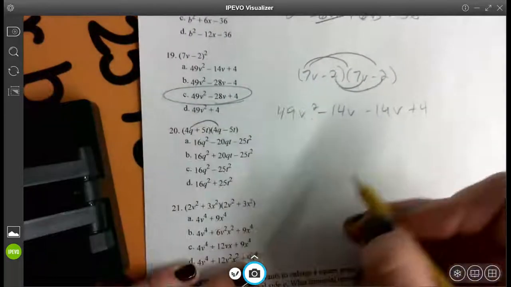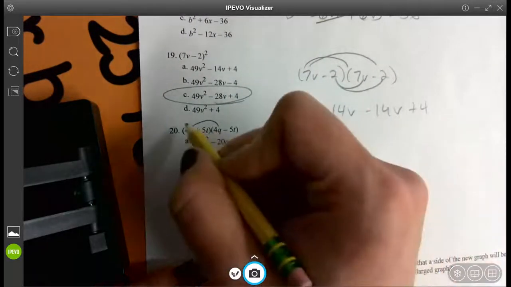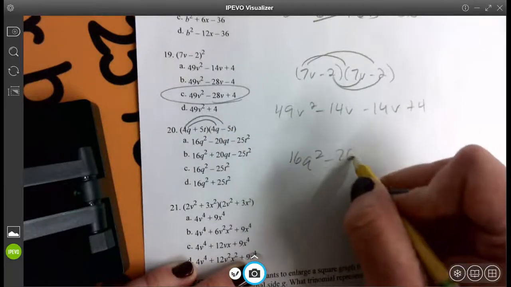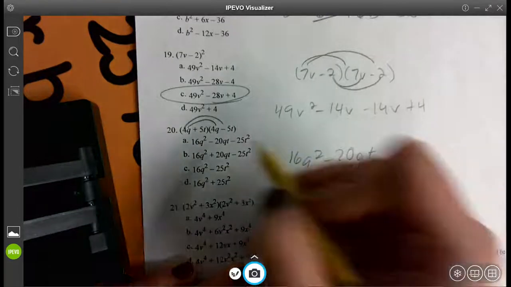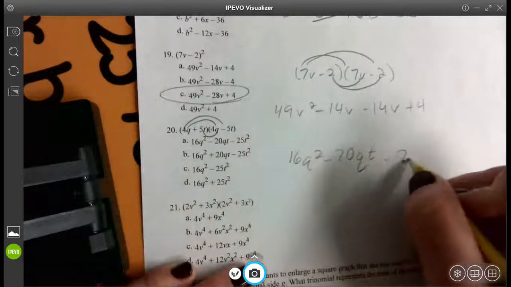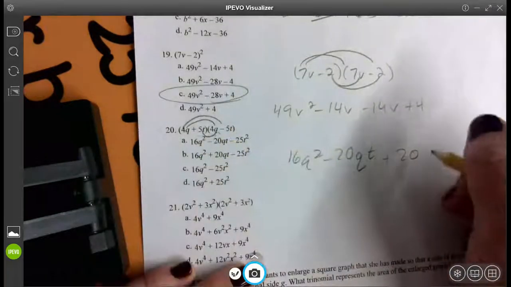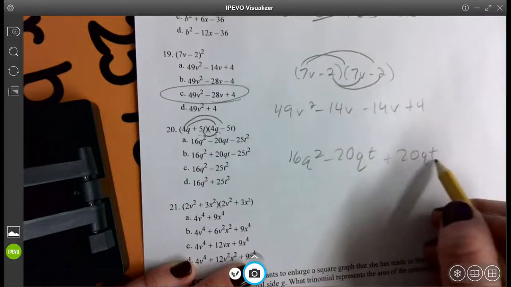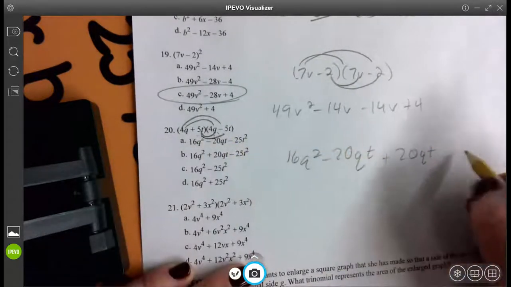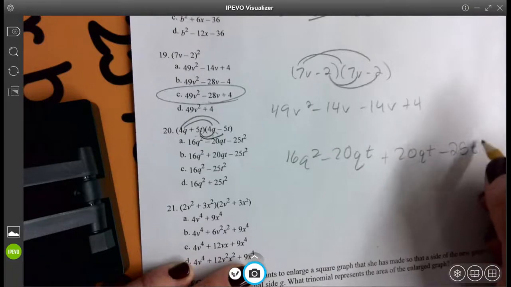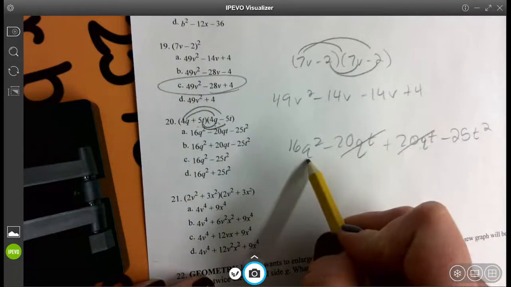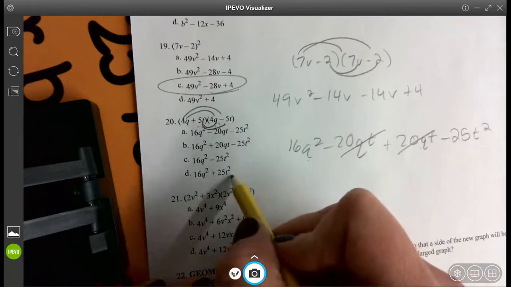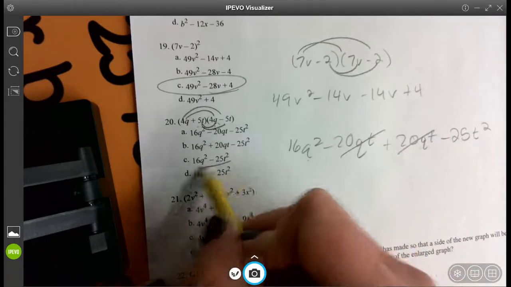Same thing again. First, outer, and now it's Q and a T. They don't go together, so it's just QT or TQ. It doesn't matter. Same thing here. Positive 20, Q times T, they can't go together, so they're beside each other. When they're beside each other, that implies multiplication. The middle terms cancel, and you get 16 Q squared minus 25 T squared.